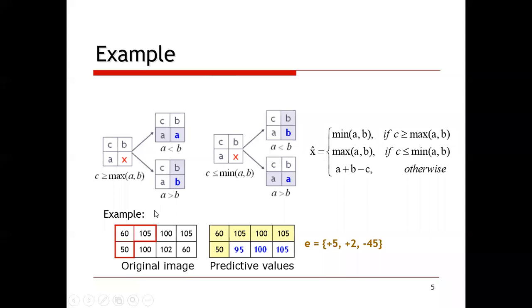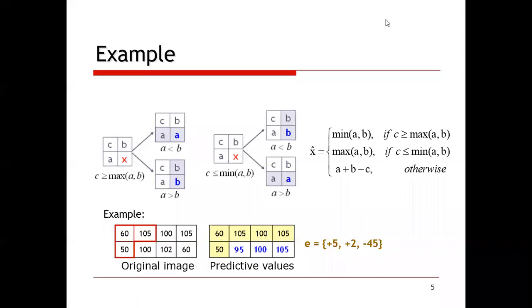Take one example. Suppose you want to find the predictive value of given pixel 100. This is one technique. In this way, we will find the predictive value of a given pixel by using this formula x bar. If c is greater than or equal to max of a, b, then the predictive value of the given pixel will be minimum of a, b.